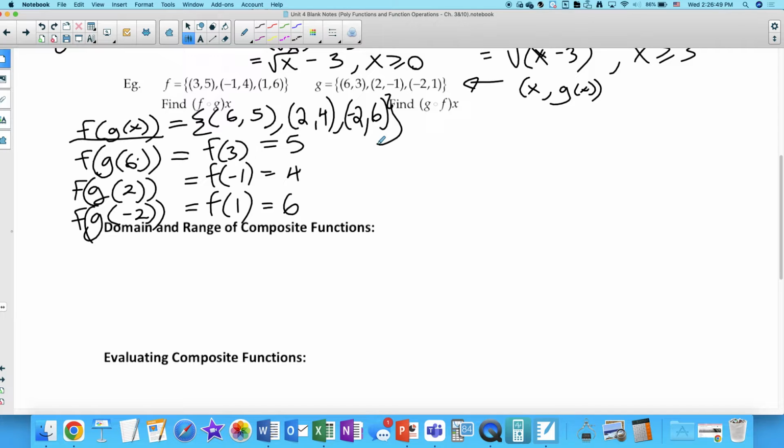Okay, now we're going to try and do it the other way. If we're looking at g of f of x, well, g of f of x is only defined for 3 x values: 3, negative 1, and 1. So those are the only x values that we're allowed to put in here. So we're going to be looking at g of f of 3, g of f of negative 1, and g of f of 1.